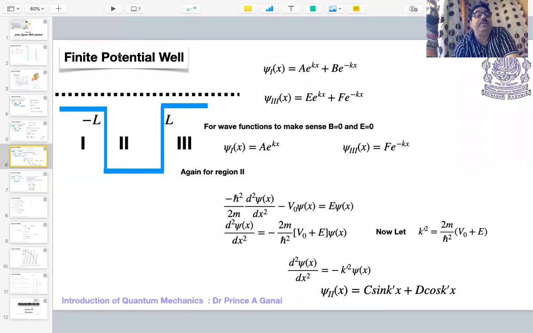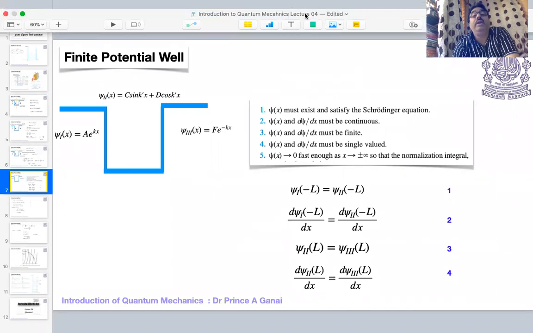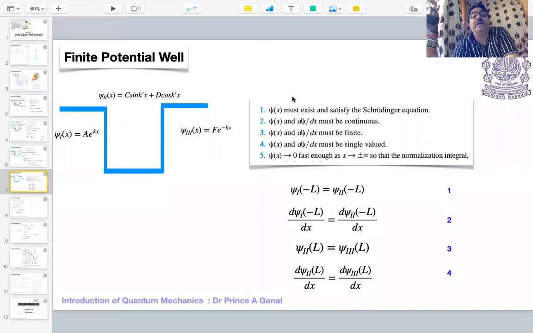So now we try to impose the conditions that must be satisfied to solve the Schrodinger equation. These conditions were already discussed in our first lecture: psi must exist and satisfy the Schrodinger equation. Both psi(x) and d psi by dx must be continuous, and the derivatives must be finite. They must be single valued, and importantly, psi should go to 0 as x goes to plus or minus infinity if we demand that the wave functions are normalized.